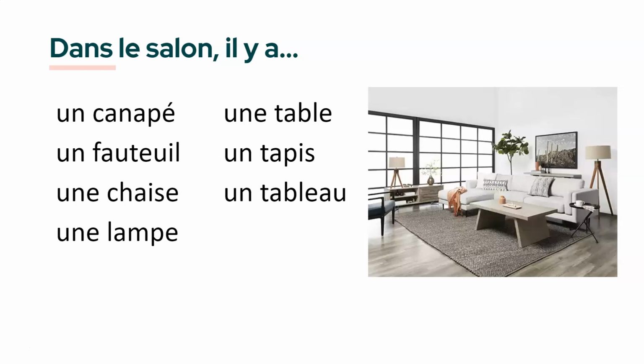Une chaise, which is just a regular chair. Une lampe, and that is a cognate for lamp. Une table, which is a cognate for the word table. Un tapis, and that is a rug. And then there is un tableau. So far we have learned the word tableau means whiteboard, but it also is the word for painting. Un tableau.